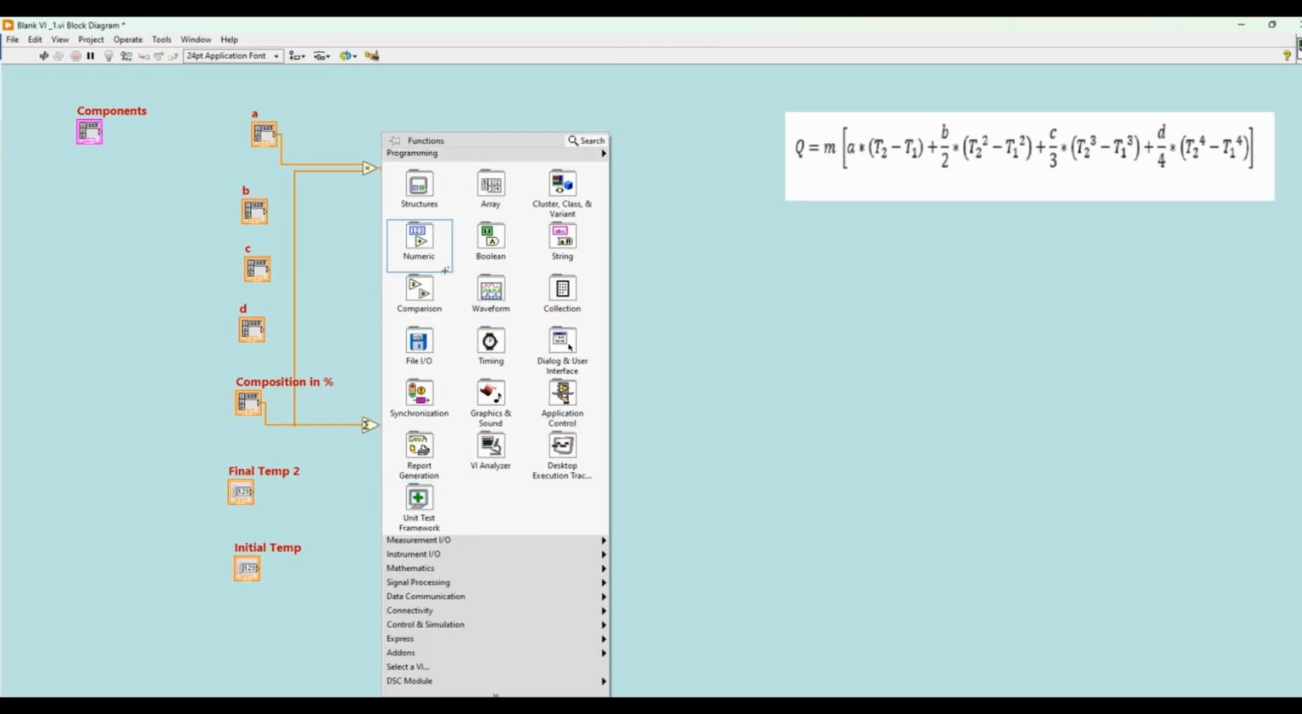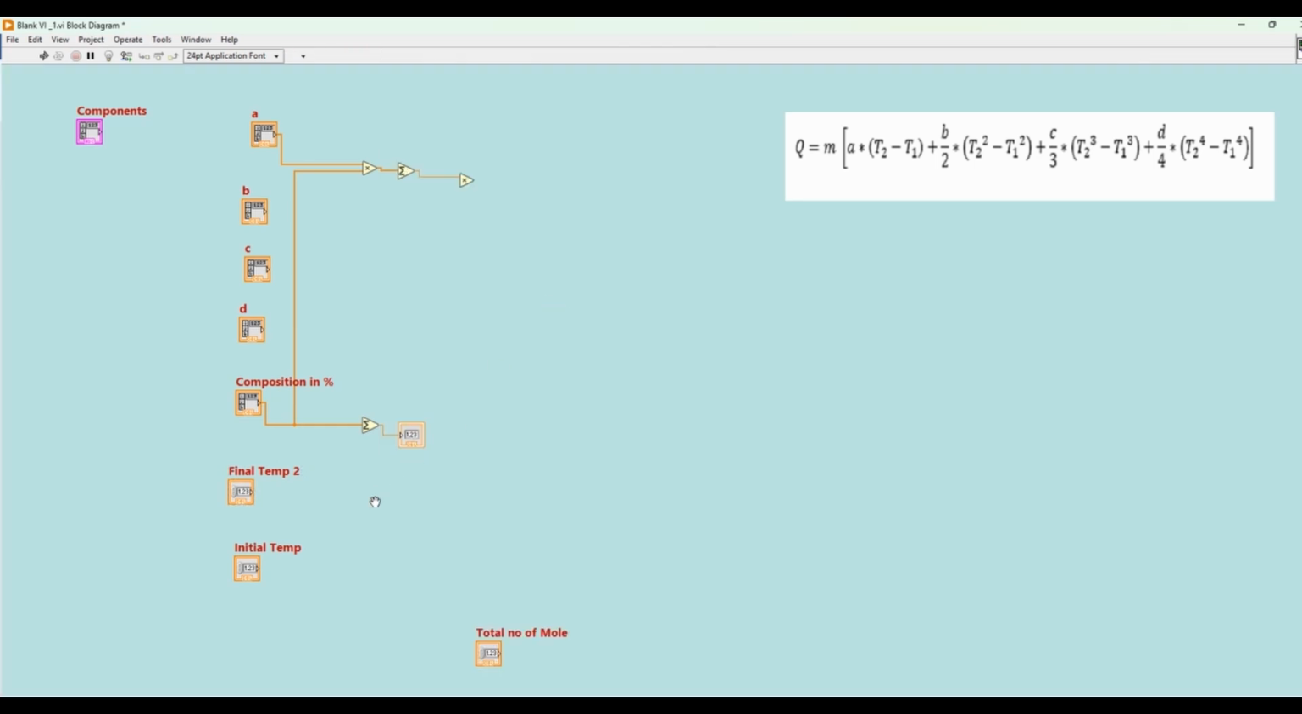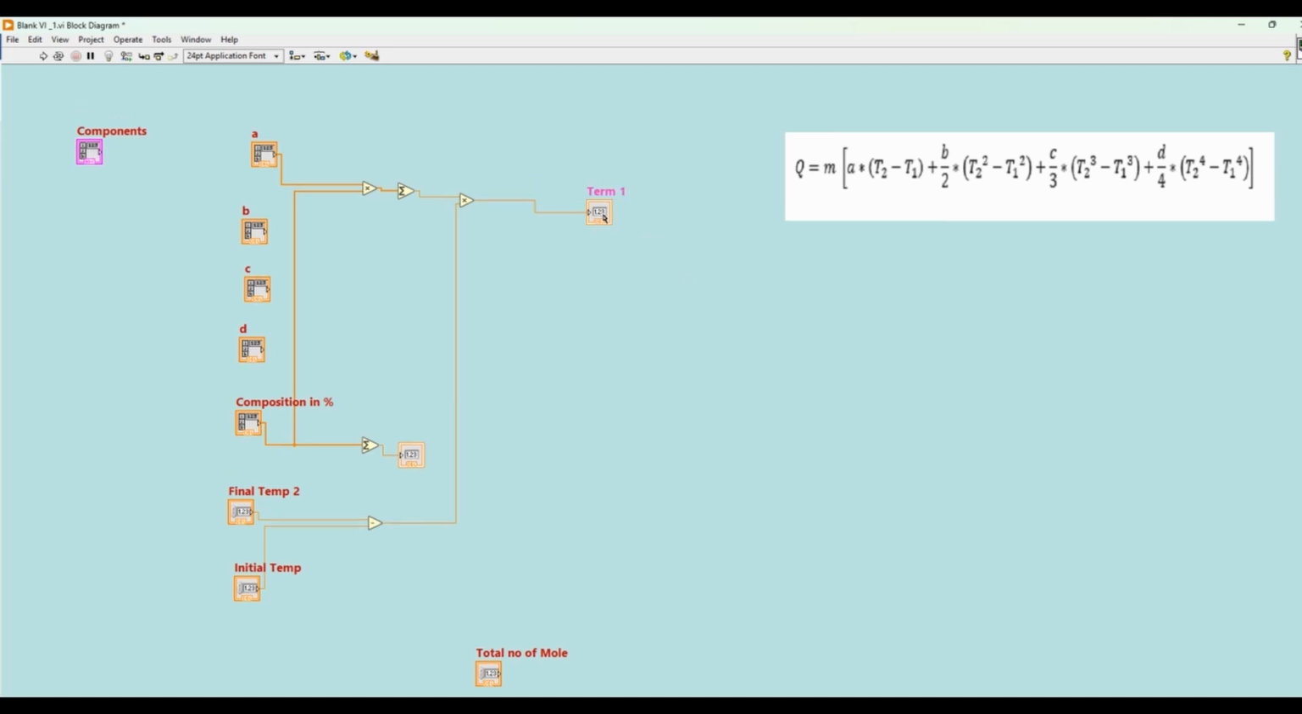For this temperature difference, again I'm taking the subtraction sign. This is your T2 minus T1, and this is multiplied by this term 1. So this is term 1: A into T2 minus T1. Similarly, I'll calculate these other terms.